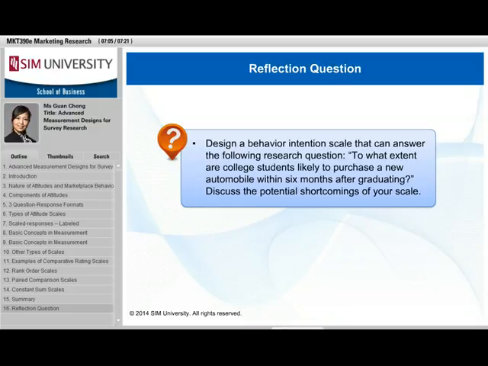Reflection question. Design a behavioral intention scale that can answer the following research question. To what extent are college students likely to purchase a new automobile within 6 months after graduation? Discuss the potential shortcomings of your scale.